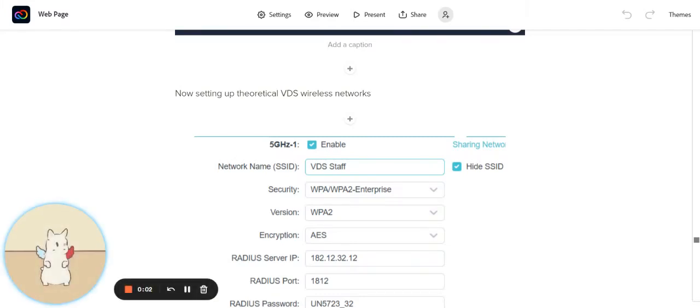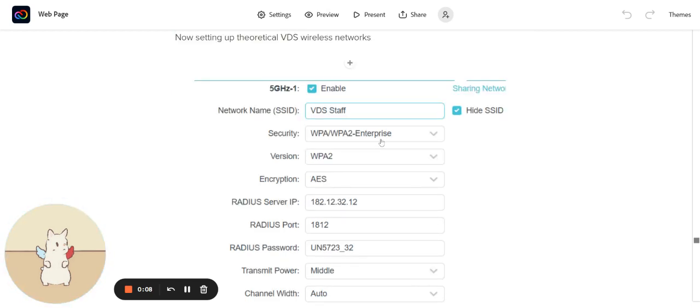I'm now going to set up a theoretical VDS wireless network using an emulator. So firstly, I created the VDS staff network, which the general population or the general employees would be using. It has WPA2 Enterprise, which protects data and has a more developed login process.